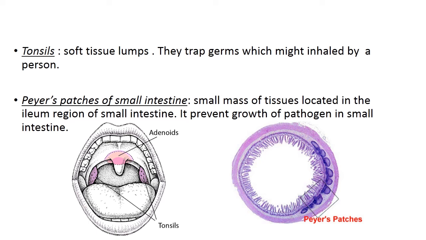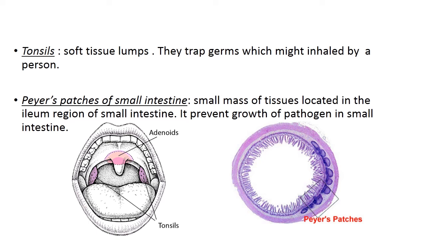When a pathogen comes in contact with the Peyer's patches, they trap it and prevent further infection caused by the pathogen in that particular organ. So in the small intestinal region, infection caused by pathogens is prevented by the Peyer's patches because they help in trapping the pathogens. These are the few organs we studied under the secondary lymphoid organs.